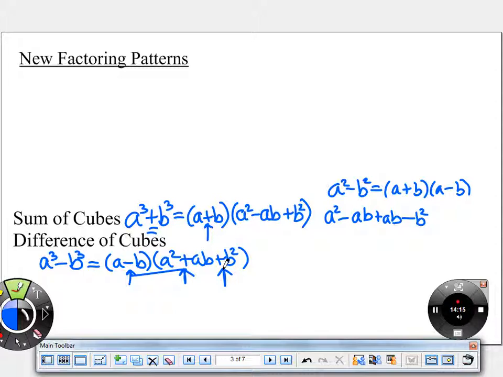Okay. All right. So we have to know these factoring patterns. How these factoring patterns will help us. Does everybody have the 2 patterns down? So we can go use them now?